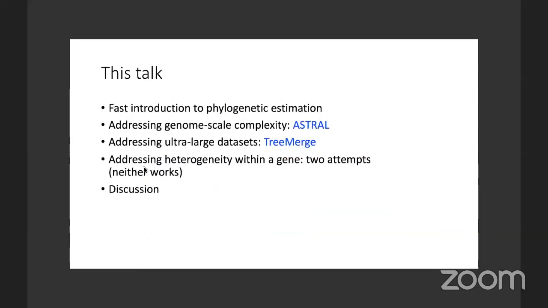So in this talk I'm going to give just a very quick intro to what phylogenetic estimation is about, and then talk about how to do genome-scale evolution using a method called ASTRAL, and then how to scale methods for tree estimation to ultra-large data sets using a divide-and-conquer strategy called TreeMerge. And then I'm going to go back downwards. Instead of thinking genome scale, I'm going to think about a single gene, because that's the basic unit at which everyone works. First, you get your gene trees, and then you use all that to do the genome-scale evolution.